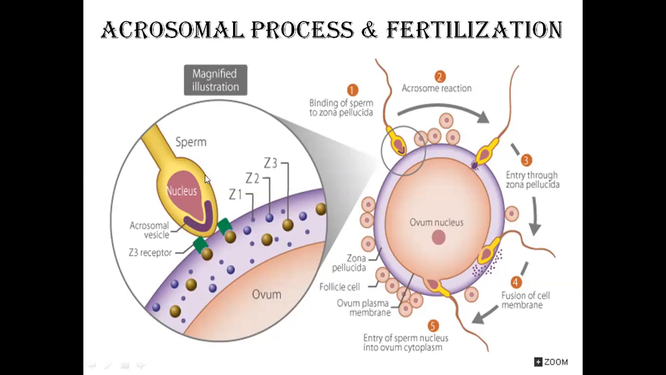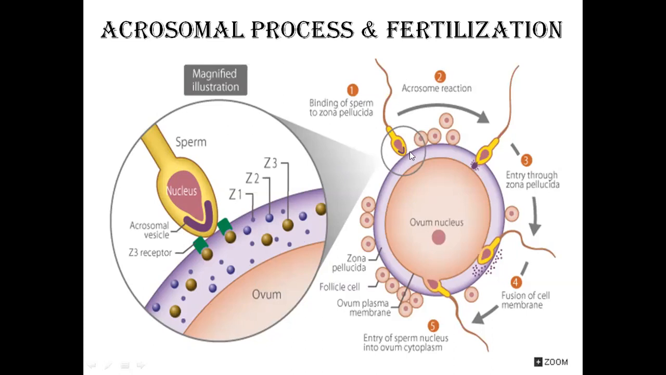So this is a sperm nucleus, as we see. This is the acrosomal cap, and this is the plasma membrane. And here we see that there are receptors, zona pellucida receptors, ZP 1, 2, 3, several receptors. And this is the gel coat or jelly-like coat on the ovum. And this is the vitelline membrane, and this is the perivitelline space.